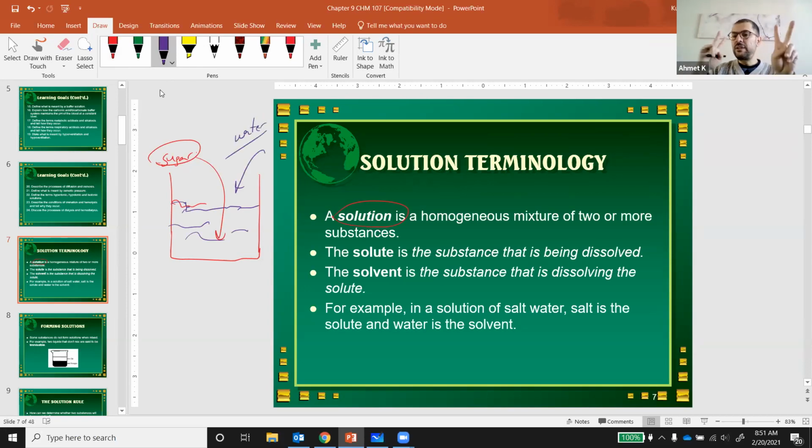So you have two things, right? One of them is the solute that you are dissolving, and the solvent is the liquid that you are using, like whatever that solute is dissolved into. That's going to be the solvent. Make sense? So for example, in a solution of salt water, the salt is the solute and water is the solvent. Make sense? Okay.